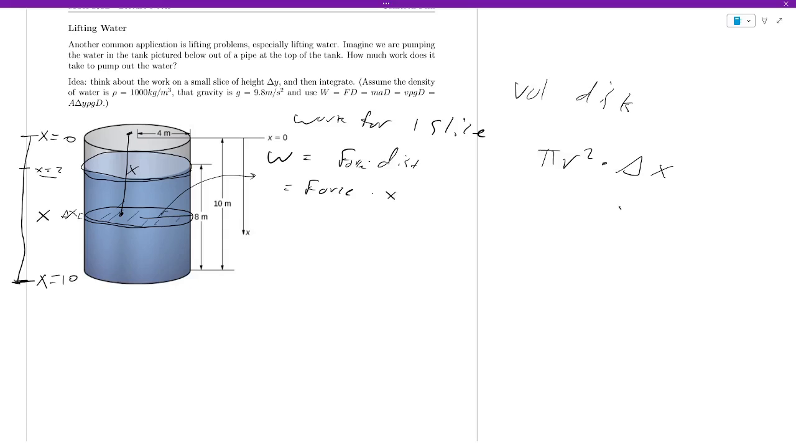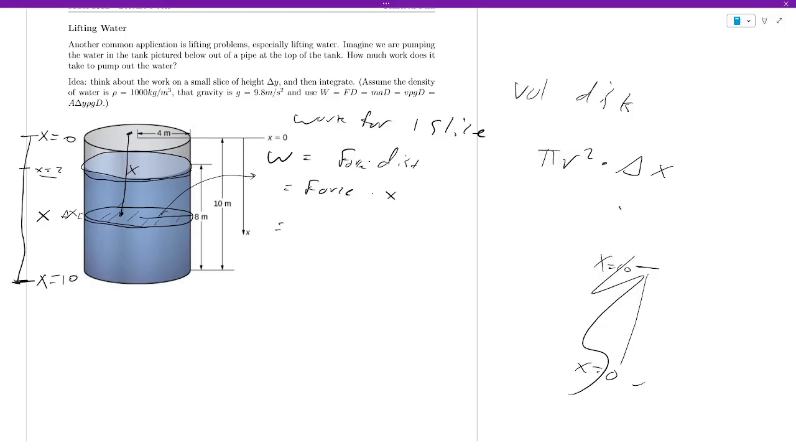By the way, we'll come back to this in a bit, but you can set up the axes the other way around. I could say x is 10 on the top and x is 0 on the bottom, and then that would affect my distance. It wouldn't just be x anymore. So maybe think about that, but we'll come back to that in a minute. Okay, so here, force times x.